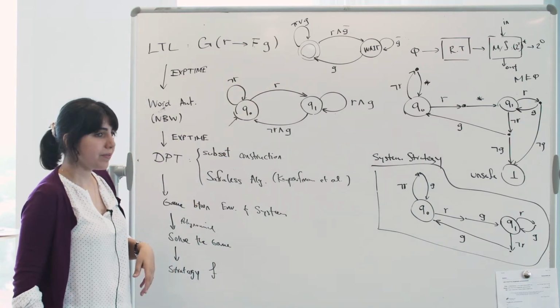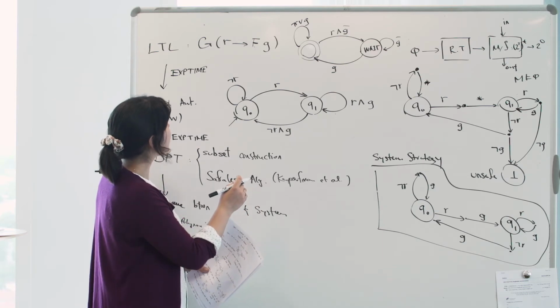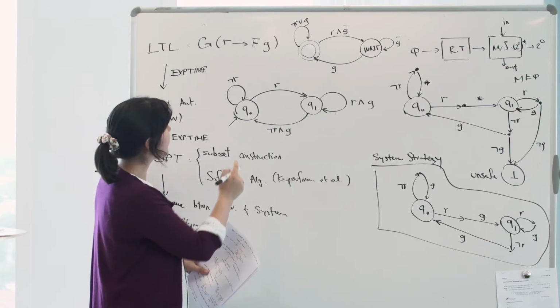But shouldn't you have an accepting state also for the first one? For the first one, in some sense, yeah, Q0 is accepting.